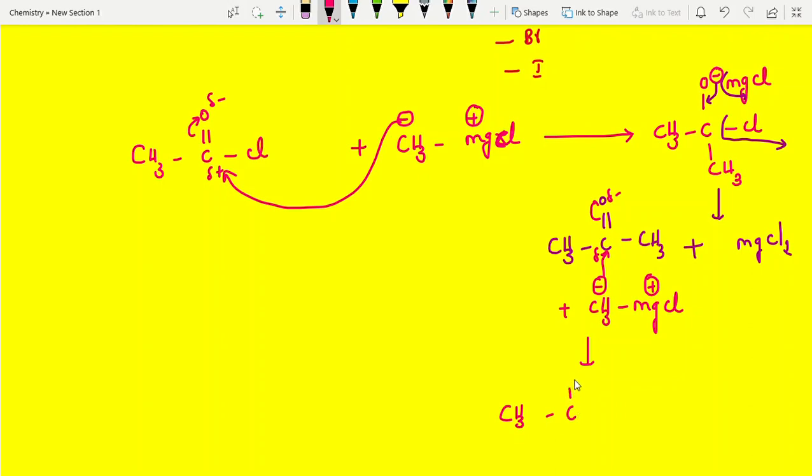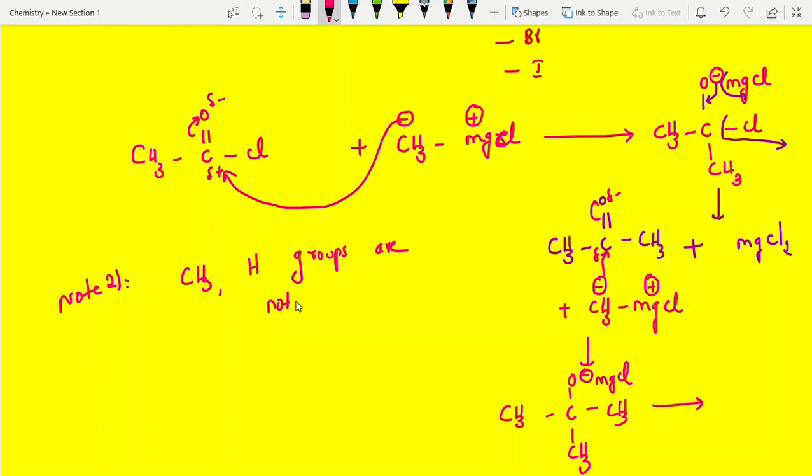Now try to write the product, students. CH3 CO minus MgCl, then CH3. Now check: is reversal of charge possible or not? In the list of good leaving groups that I gave, is the CH3 group there? No. So what is the note point here? Note point 2: methyl and hydrogen groups are not good leaving groups. Some special conditions are there, then only it is possible, like the Cannizzaro reaction.